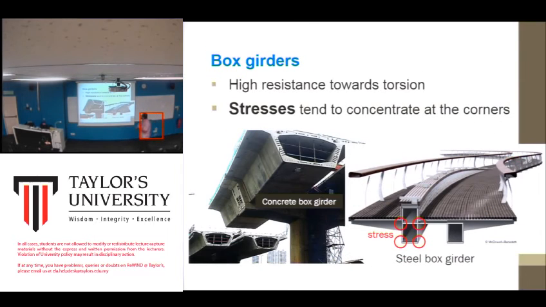And then we have the box girder. Usually this type of beam is used for infrastructure work, for example highways, flyovers, and for MRT or LRT rails. And then stress tends to be concentrated at the corners here. The stress of the beam will be here.